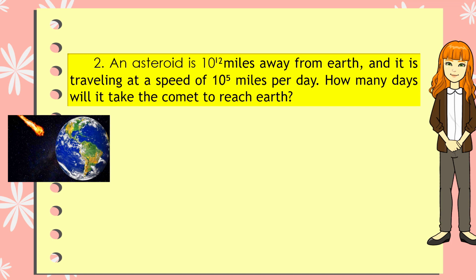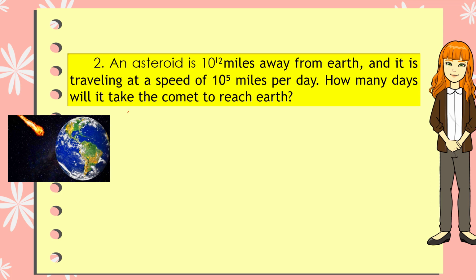Math and Science Challenge. This is an integration of science to the mathematics application. An asteroid is 10 to the 12th power miles away from Earth, and it is traveling at a speed of 10 to the 5th power miles per day. How many days will it take the comet to reach the Earth?